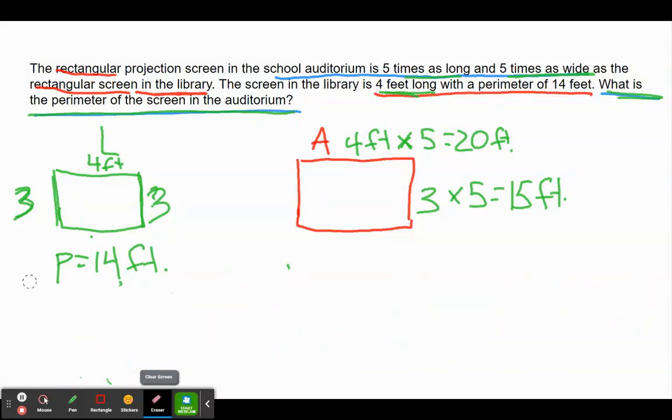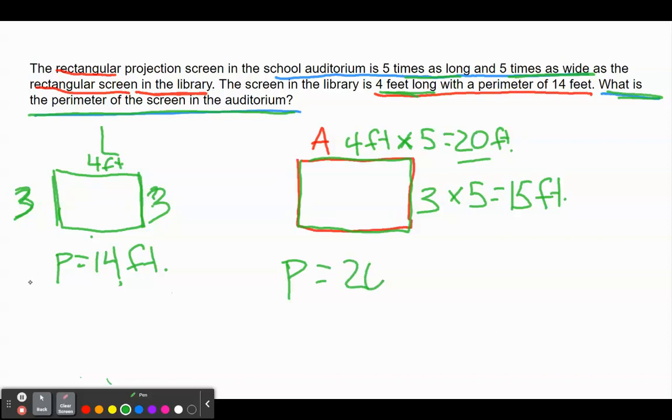Okay, so I erased some of our work so we had more room to work. The perimeter of the screen is going to be equal to the total length of all of the sides, right? So that means we have to add them all together. So the perimeter of the screen is going to be equal to 20 feet because we're looking at the auditorium. And since it's a rectangle, if this side is 20, then the other side is also 20. And then we have plus 15 feet. And then the other side also has to be 15 feet.